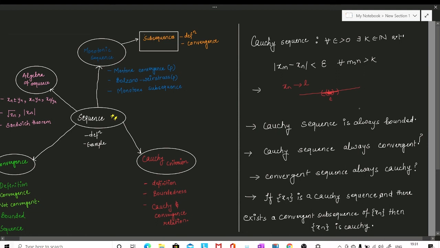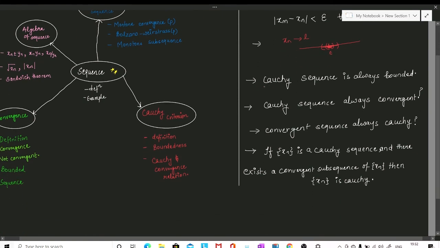Is it making sense? So yeah, that's what we are saying here, that for all epsilon greater than 0 there exists a k such that mod xm minus xn is less than epsilon. That means that as you move towards infinity, the terms are coming closer and closer to each other. So there is a theorem which is that a Cauchy sequence is always bounded. Its proof is very interesting and very easy. You should try to do that. You will gain great insights from this.